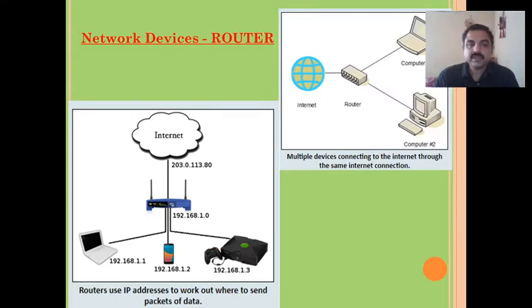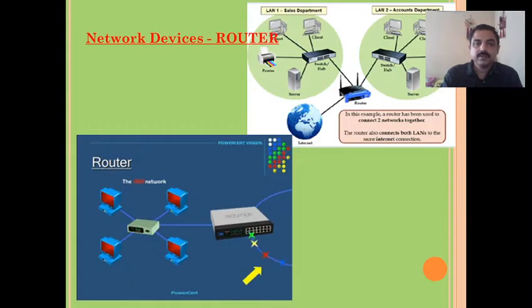So here there is a picture. The router uses the IP address to work out where to send the packets of data. So the IP address will be checked and then it sends. So multiple devices connect to the internet through the same internet connection. Here there is a picture of how a router works. For example, you see in this picture, different kinds of data is passed. So the red color one is filtered and sent here. So this is how a router works.